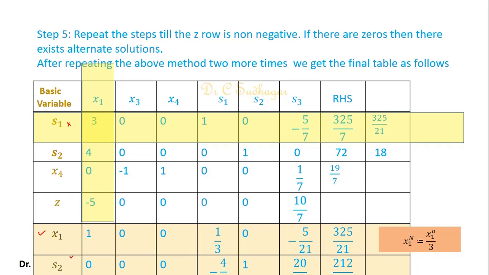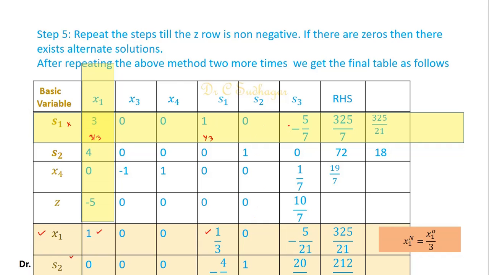X1 new will be equal to old X1 or S1 divided by 3. Okay, so this complete row is divided by 3. So you get 3 by 3, that is 1. 0 by 3 is 0. 0 by 3 is 0, and this is 1. Divide by 3 is 1 by 3 here.